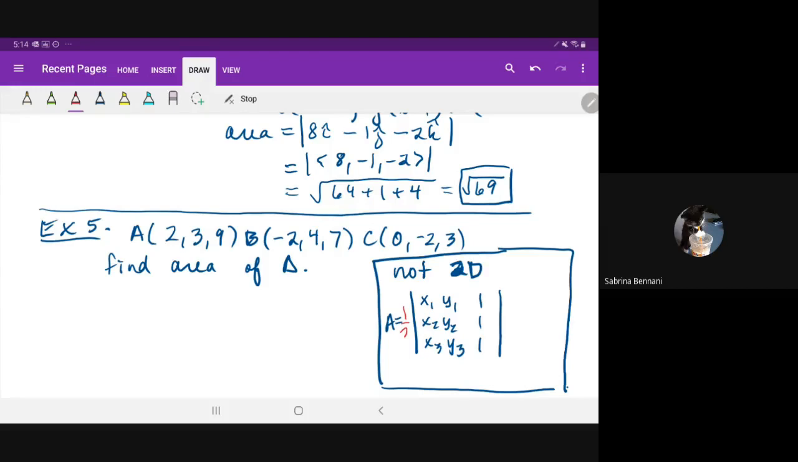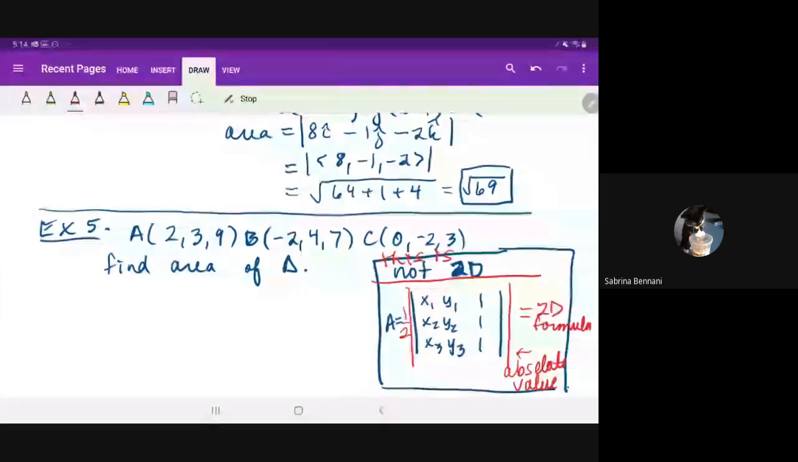But what did I forget? My 1/2. You know why I forget my 1/2 sometimes? Because I think, oh, I forgot my absolute value. So I forget that I need the absolute value for area. Since I forget to do the absolute value for area, I add that in, and I forget that I have to add both the absolute value and the 1/2. So that tends to be why I forget. So this is the 2D formula. This is the 2D formula, this is not the 2D formula.